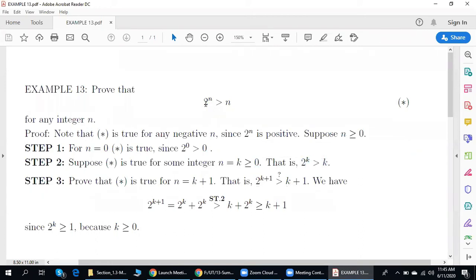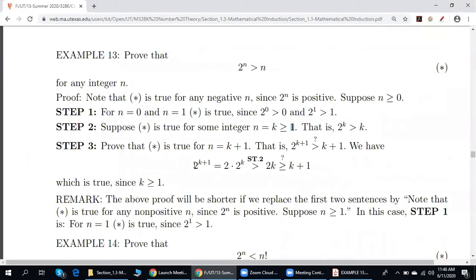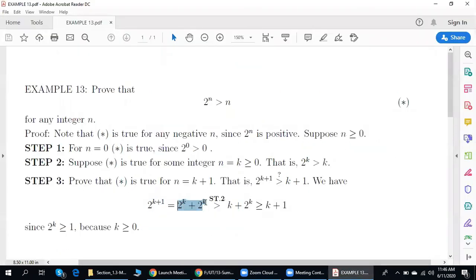Now let us prove that this is true for n is equal to k plus 1. Let us prove this. We start with the left-hand side as before. So the left-hand side over here and over here is same. But the next step is different. In the original proof, we say the following. 2 to k plus 1's power is equal to 2 times 2 to k's power. Note that 2 times 2 to k's power is equal to 2 to k's power plus 2 to k's power. It's exactly what we have here.